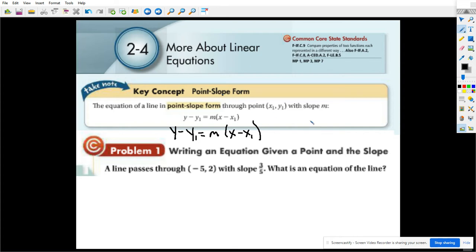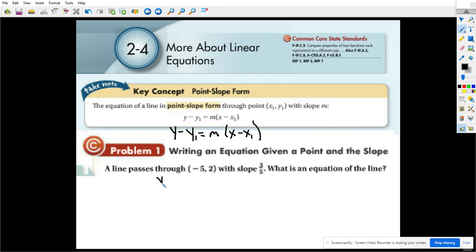So this will be 2.4a, and we've got to know this formula. x1 and y1 are just the ordered point that's given, and m is equal to the slope. So for this first example, we have a line that passes through (-5, 2) with a slope of 3/5. What is an equation of the line? And when I ask that, I want you to put it in slope-intercept form.